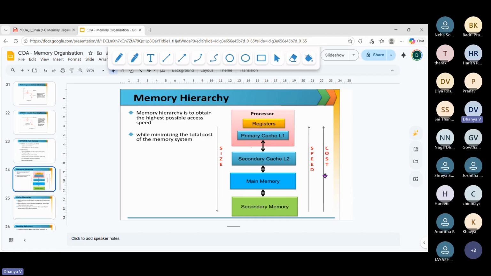If you see the relation, as you go from your registers to your secondary memory, your size increases. But what's the trade-off? As size increases, your speed decreases. Looking at this diagram, from your secondary memory to your registers, the speed and your cost increase. And your caches and all are not really as big.